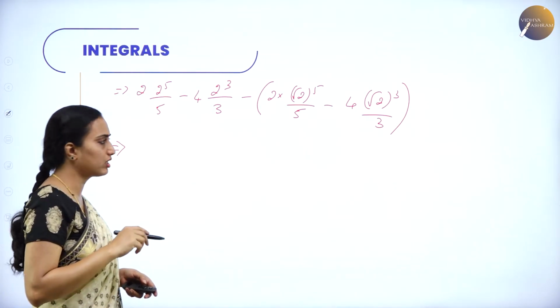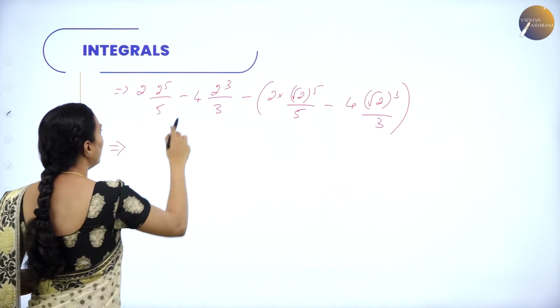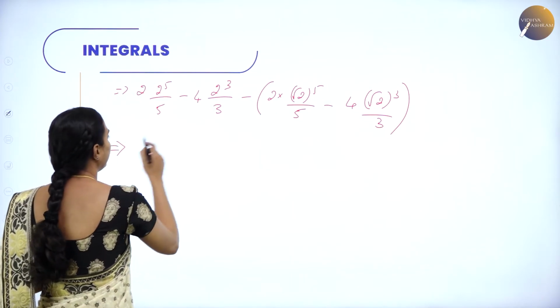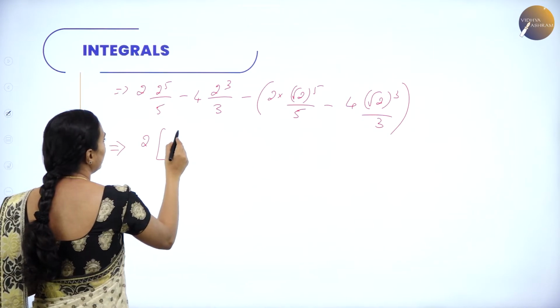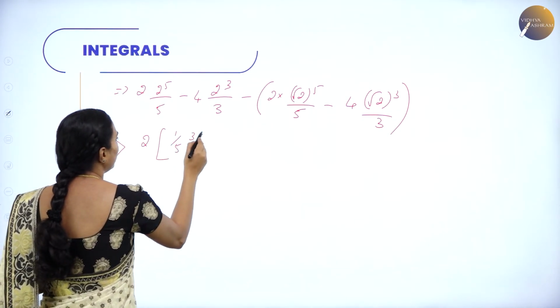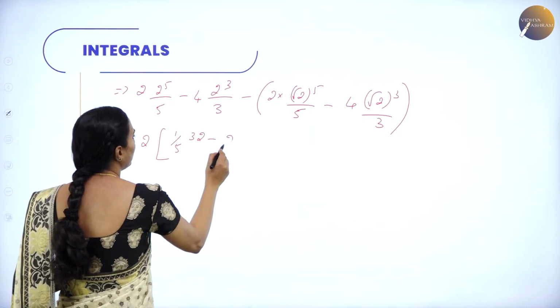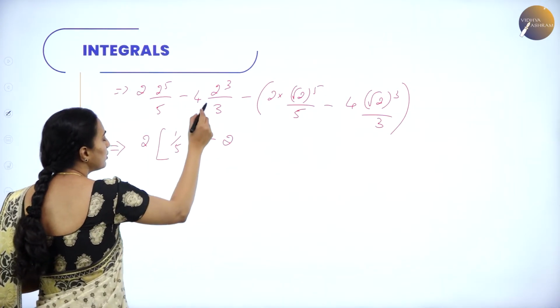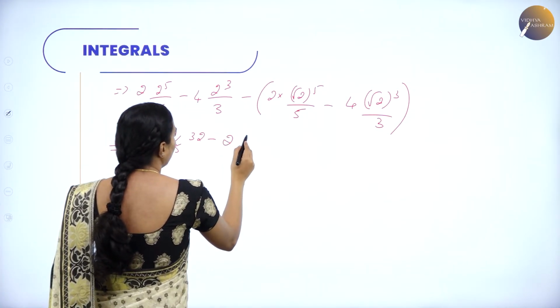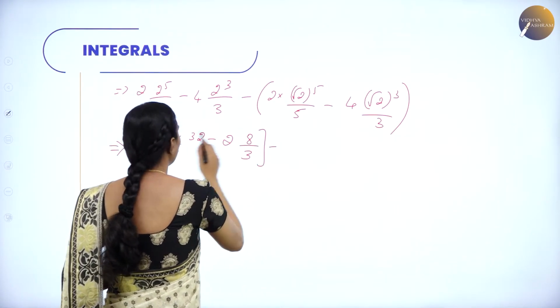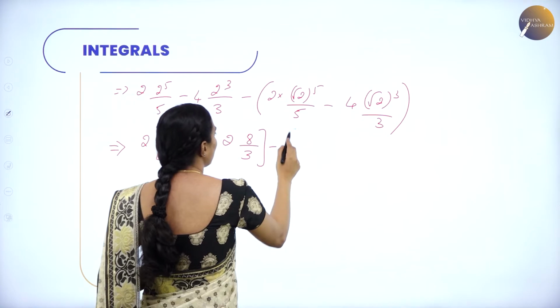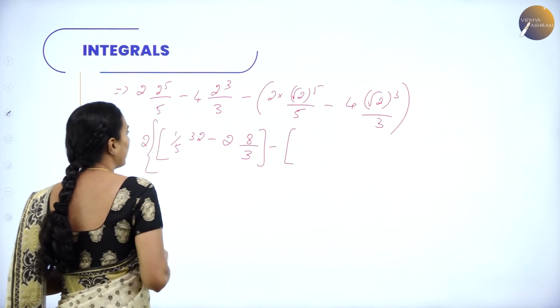Now you can simplify this one. Here you can take 2 as a common factor everywhere. 2 into, now 2 to the power of 5 is nothing but 32. So 1 by 5 into 32, minus, if you take 2 common, 2 will be remaining. 2 2s are 4, so 2 cube is nothing but 8, divided by 3, right? So minus, here also 2 can be taken common.